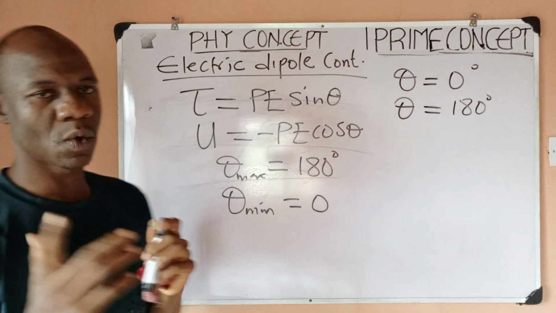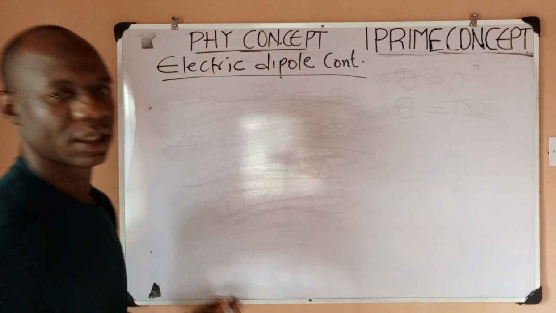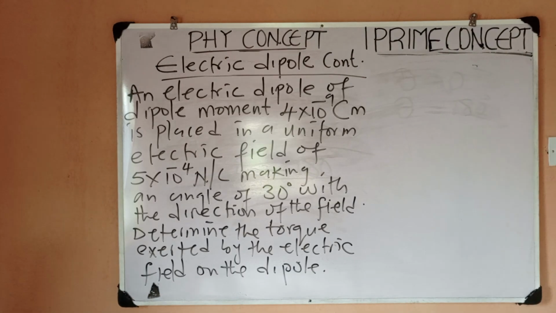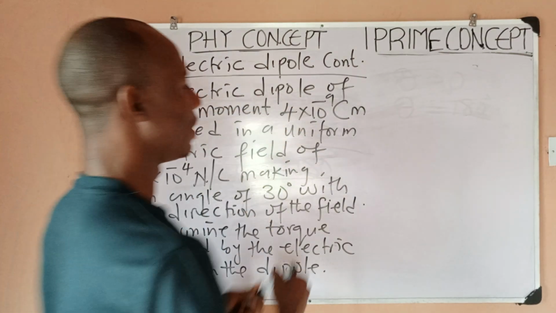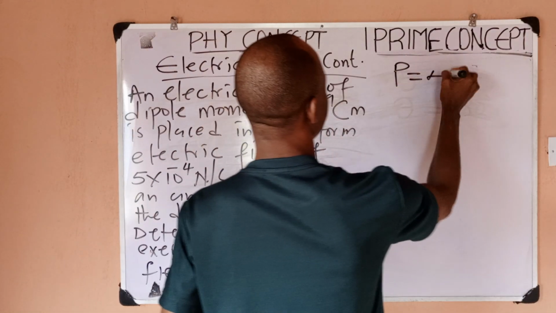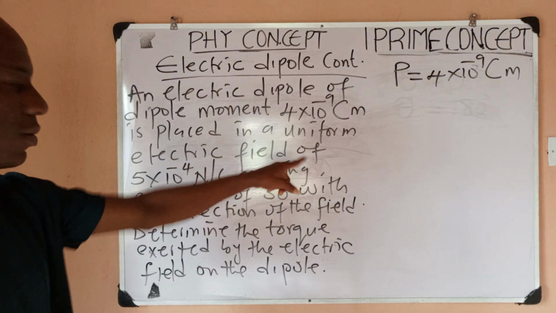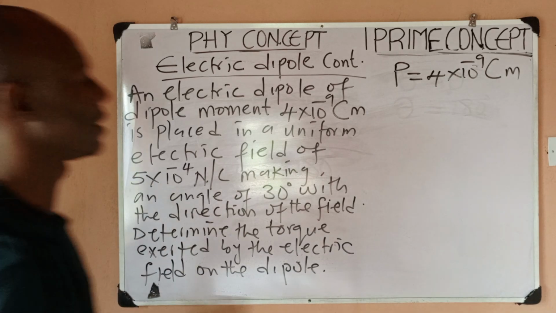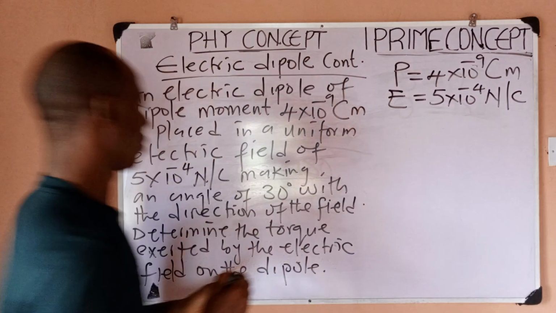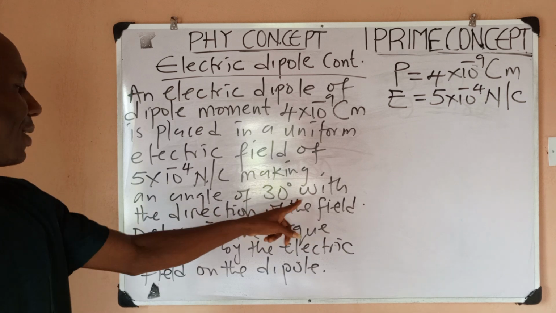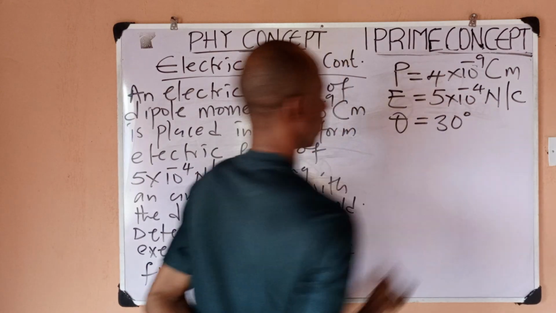I want to solve one simple example in this video that will illustrate this concept. Let me put the question on the board. The question says an electric dipole of dipole moment P, which is 4 times 10 to the power minus 9 coulomb-meter, is placed in a uniform electric field of intensity E, 5 times 10 to the power minus 4 newton per coulomb, making an angle of 30 degrees with the direction of the field.